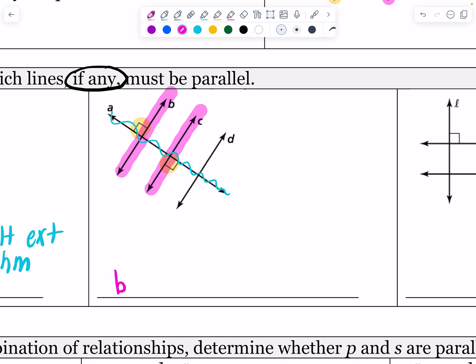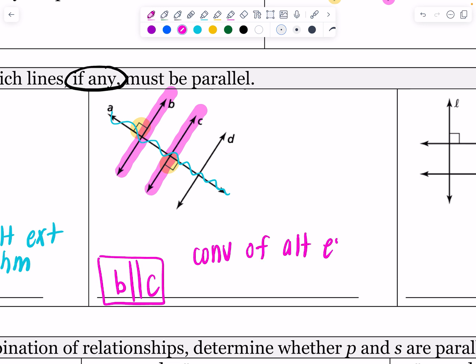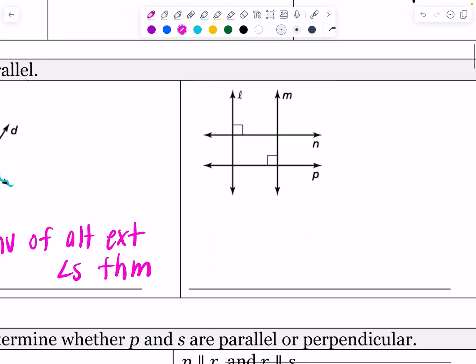And so we would say that B is parallel to C. B is parallel to C. It doesn't ask for a reason, but if you gave a reason, you could say the converse of alternate exterior angles theorem. Both of those are right angles, and so they must be congruent to each other. If the alternate exterior angles are congruent, then boom, these lines must be parallel.